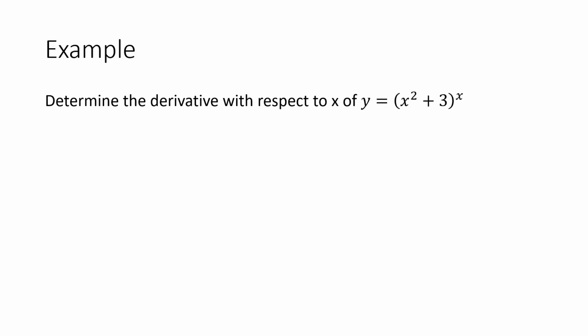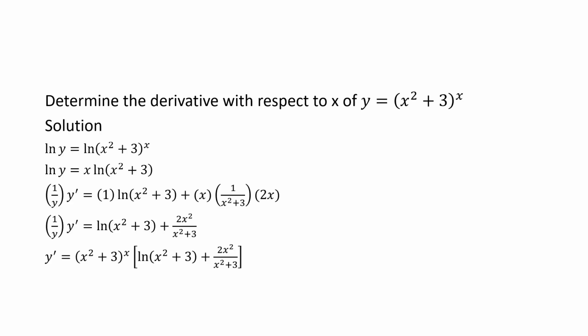Very similar. y is equal to (x squared plus 3) quantity to the exponent x. So what we're going to do is determine the ln of both sides, simply like that. In the next line, bring the x in front, and we have it written that way. Now we determine the derivative of ln y with respect to x, that's 1 over y times y prime. And then we determine the derivative of the right-hand side.